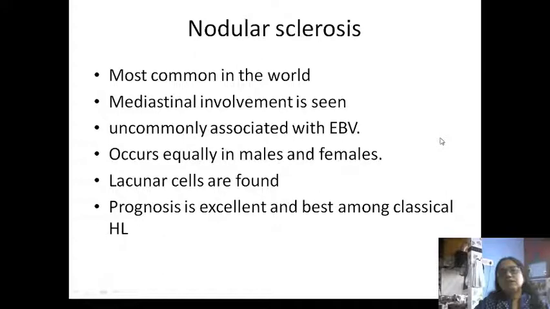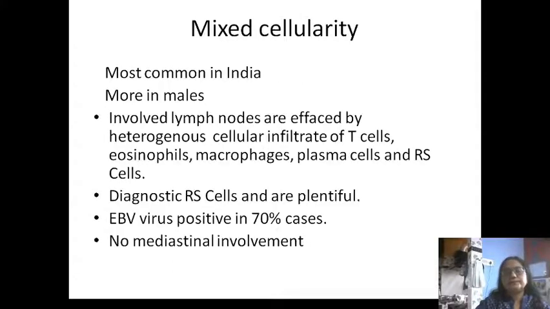Now coming to the various classical types of Hodgkin's lymphoma one by one. Nodular sclerosis is the most common in the world, and the most important thing is that it involves the mediastinal lymph nodes. Mediastinal involvement is seen. It is uncommonly associated with Epstein-Barr virus and it occurs equally in males and females, and here we find the lacunar cells and it is prognostically very good.